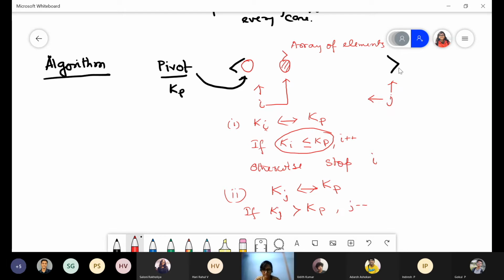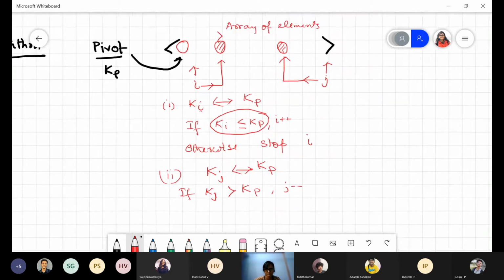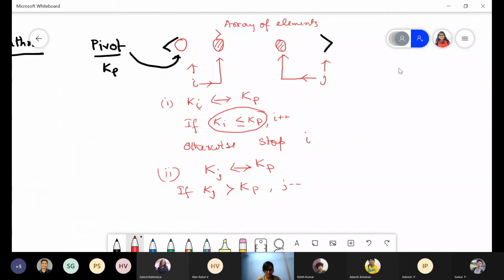I is moving in this direction and J will be moving in this direction. So suppose after some time we get some element here where this element is not satisfying this condition. In that case only, otherwise here we stop this J.